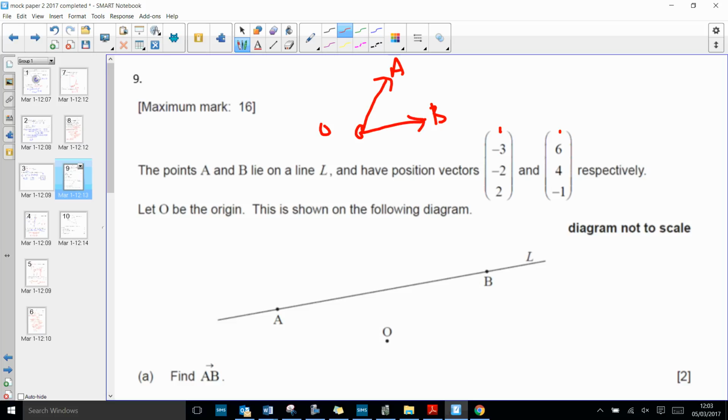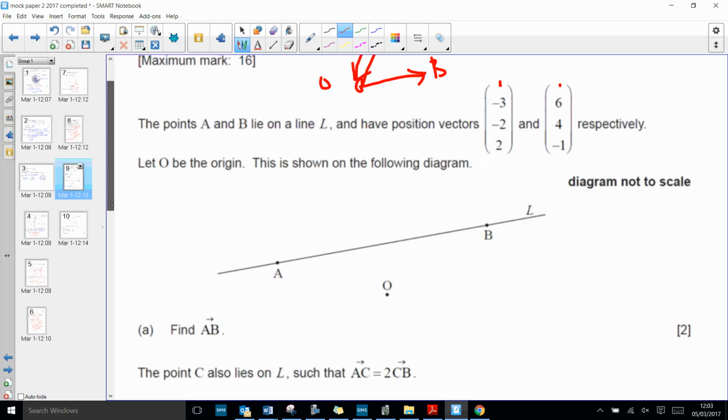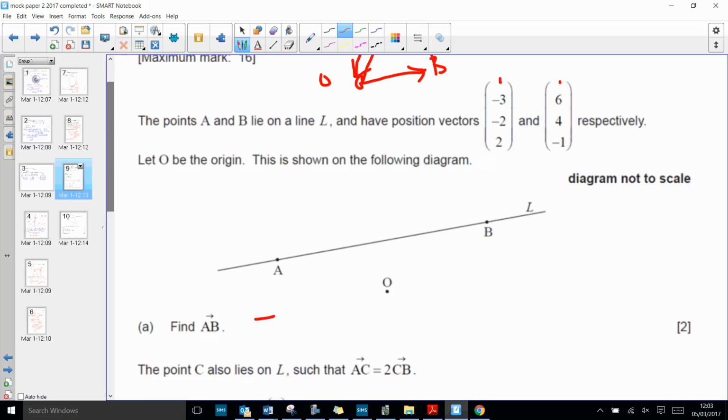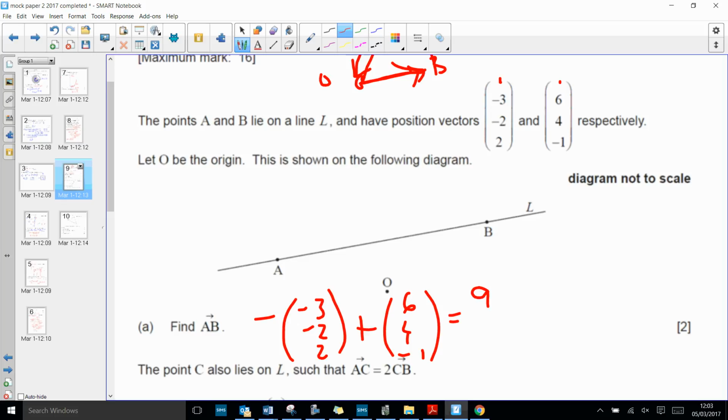So if you want to find A to B, you're going back to the origin, so in other words, negative A, which is negative 3, negative 2, 2, and then you're going in the positive direction to B, so 6, 4, negative 1. So that's positive 3 plus 6 is 9, positive 2 plus 4 is 6, and negative 2 plus negative 1 is negative 3.